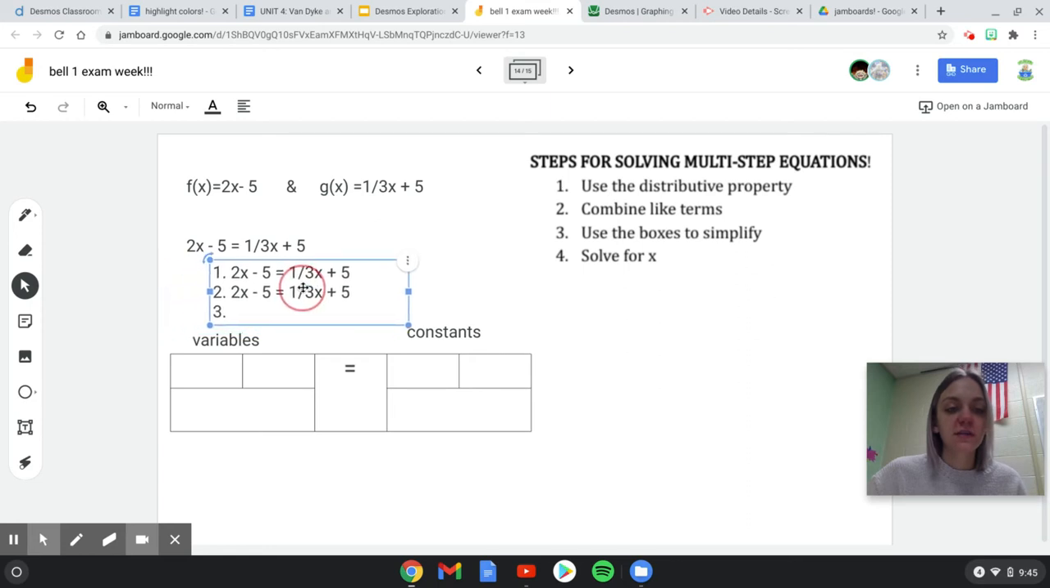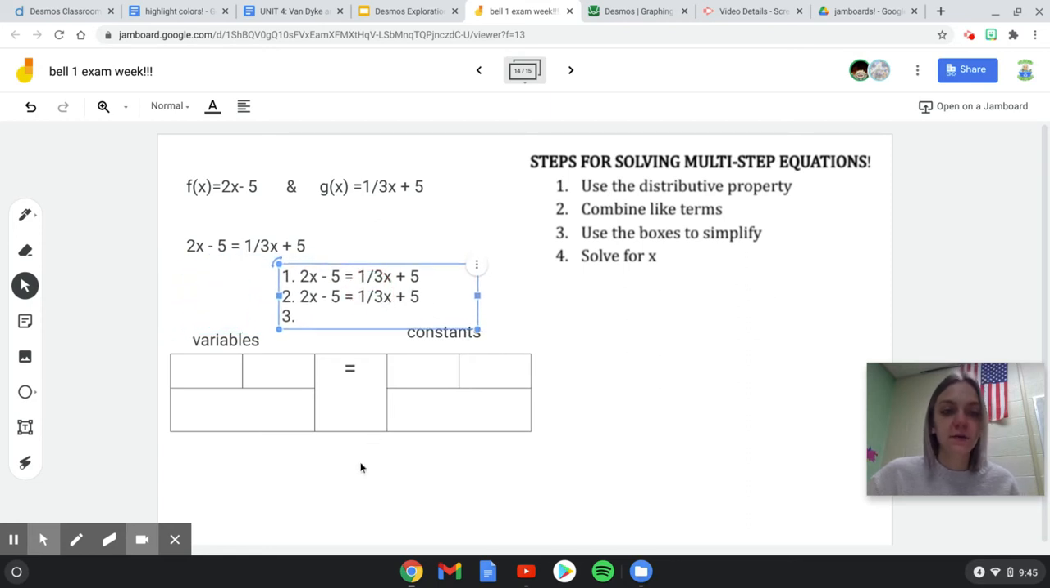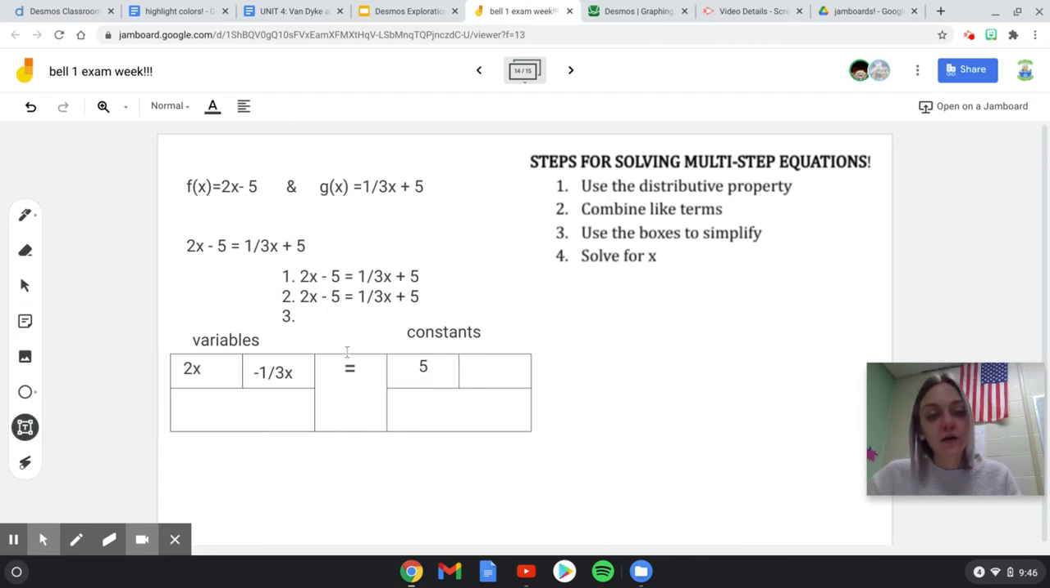And then I'm going to adjust this a little bit just to keep the equal signs in the middle. Okay, so this 2x is just going to come down to be with my variables. And when the 1/3 x has to cross the equal sign, it becomes negative 1/3 x. Same thing with the constants. I'm going to bring the 5 down since it's already on the right side of the equation. And then this negative 5, when it comes over, becomes a positive 5. I am now ready to simplify using the boxes. So I have 2 minus 1/3.